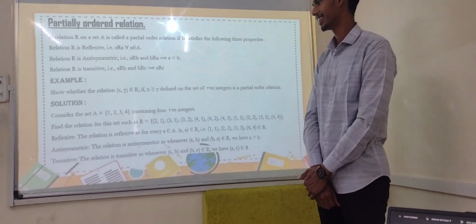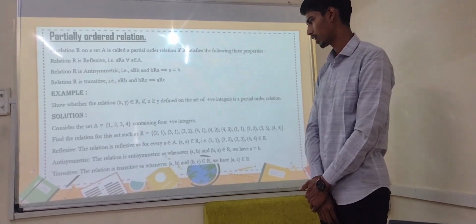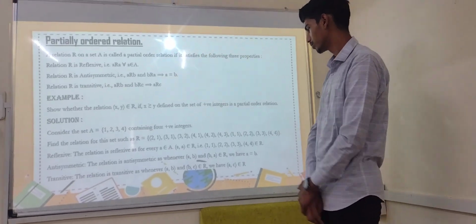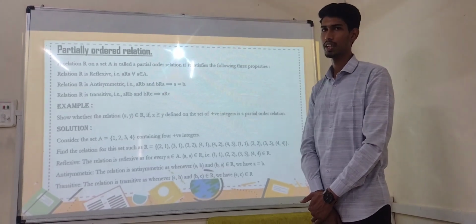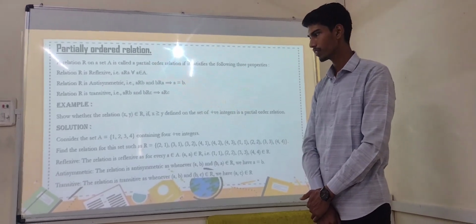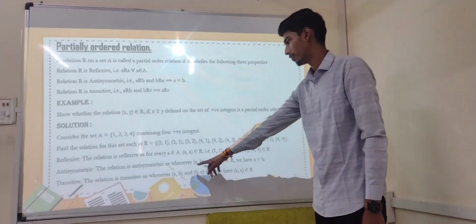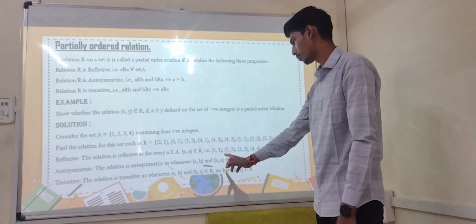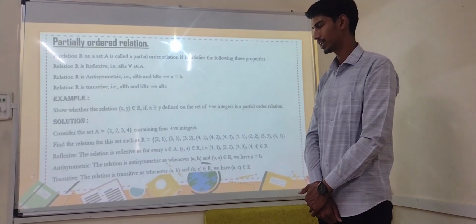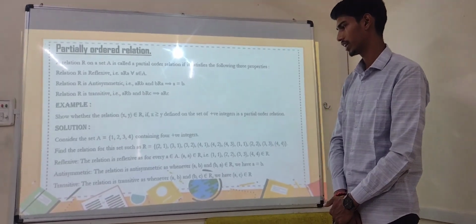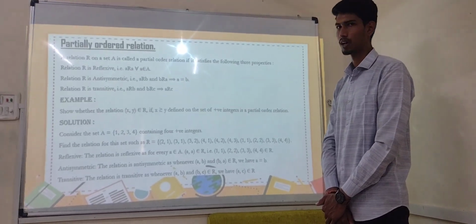Reflexive. The relation is reflexive as for every a belongs to A, (a, a) belongs to R, that is (1,1), (2,2), (3,3), (4,4) belongs to R. And then antisymmetric is an opposite of symmetric relation. The relation is antisymmetric where whenever (a, b) and (b, a) belongs to R, we have a equals b. Transitive. The relation is transitive as whenever (a, b) and (b, c) belongs to R, we have (a, c) belongs to R.